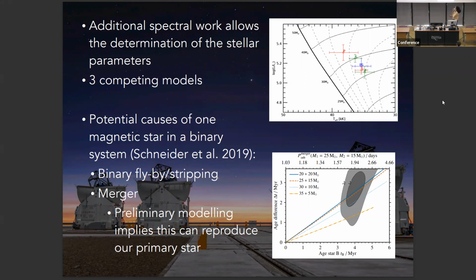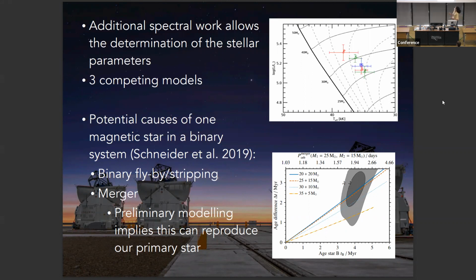So in one case, where the primary now appears much younger than the secondary star, that implies that perhaps a merger could have created this primary star, and that the system was originally a hierarchical triple. And we've done some hydrodynamical modeling with Fabian Schneider at Heidelberg, and he's found that indeed this rejuvenation could be created by a merger of two other stars, which then created this primary.